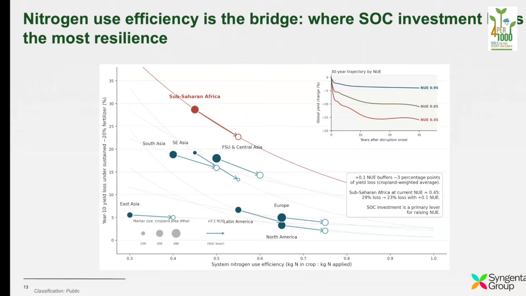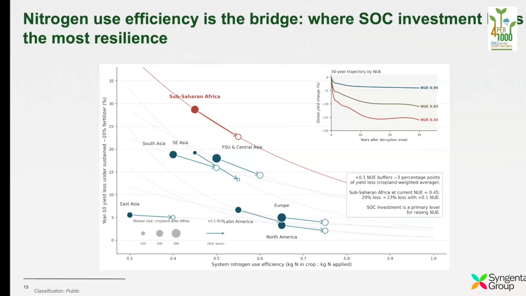Here, what we're looking at is the link between soil carbon and nitrogen use efficiency region by region. Nitrogen use efficiency is where soil function, crop demand, and fertilizer management meet. Soil organic carbon can improve the soil supply side of nitrogen use efficiency, especially when paired with good practices like better timing, placement, and synchrony with crop demand.